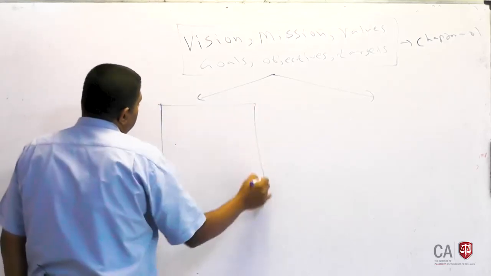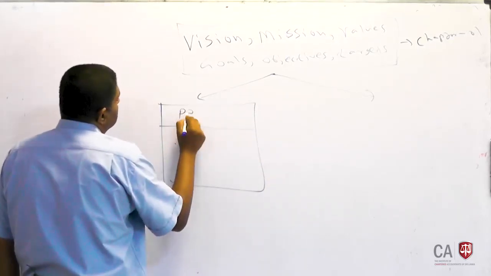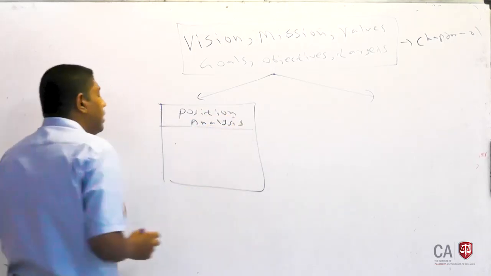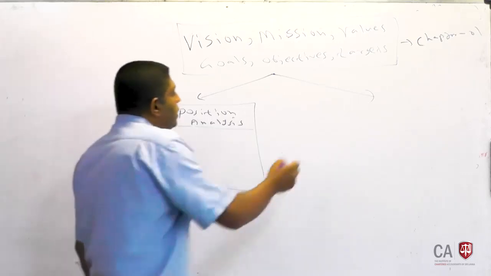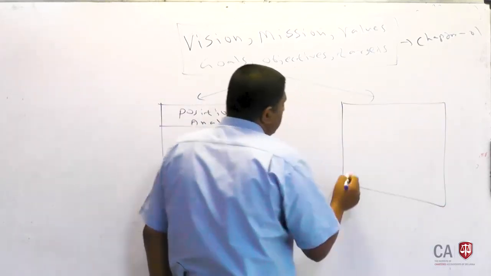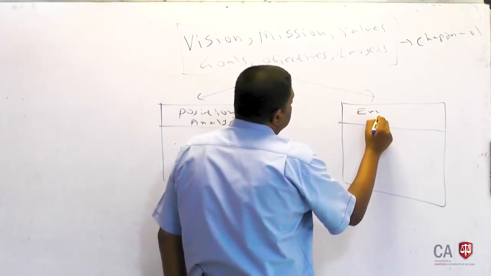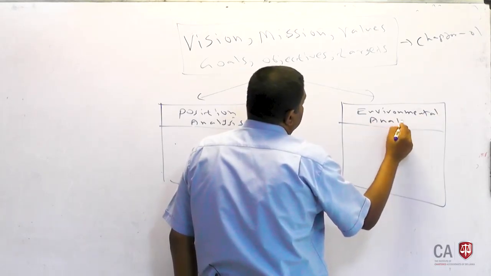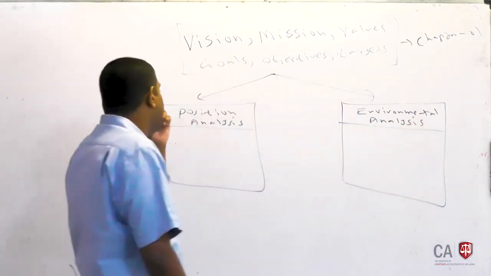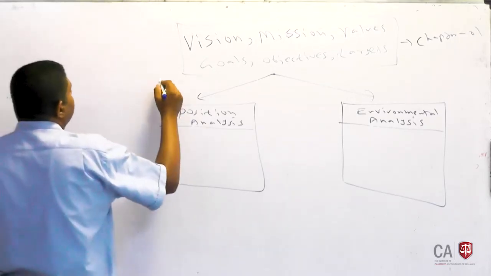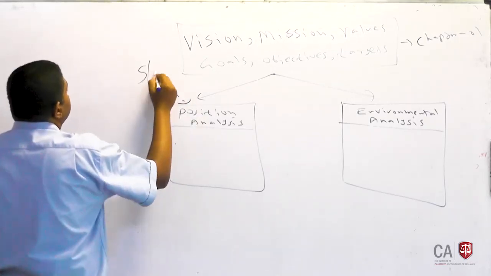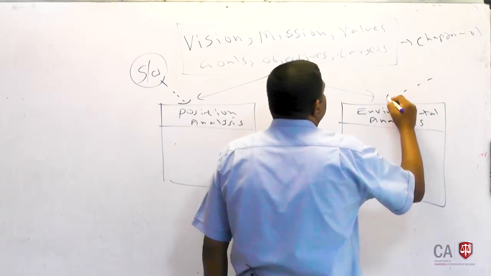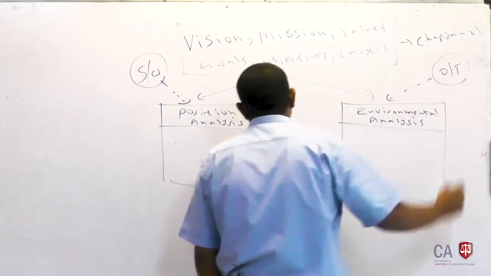Then we looked at the internal environment under position analysis. Then under environmental analysis we looked at the external environment. The objective of position analysis is to identify strengths and weaknesses. The objective of environmental analysis is to identify opportunities and threats.